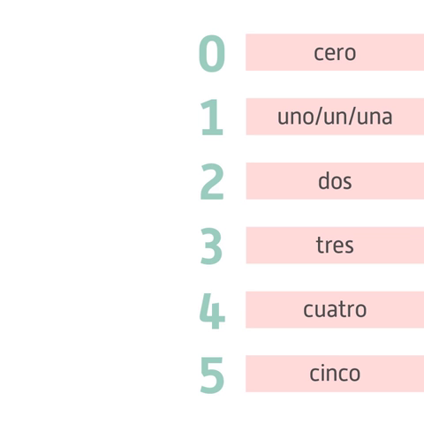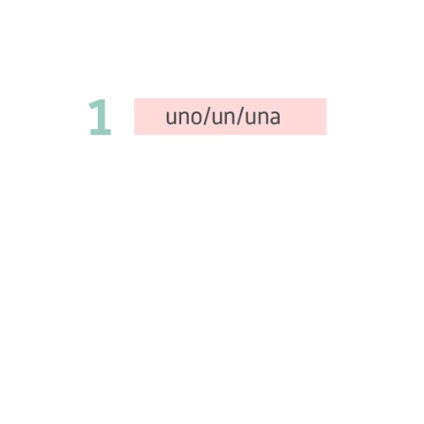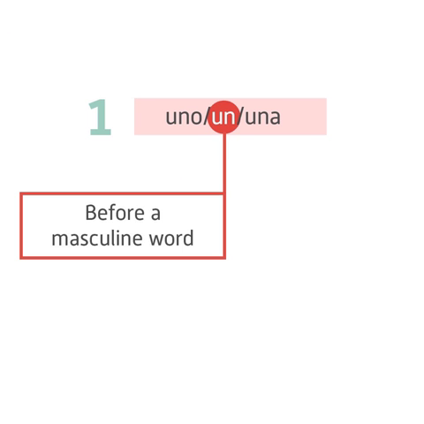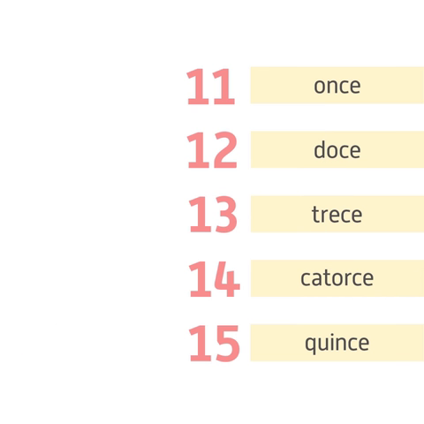0, uno, un o una, dos, tres, cuatro, cinco, seis, siete, ocho, nueve, 10. Note that uno becomes un when it comes before a masculine word. When it precedes a feminine word, it becomes una. Anyway, let's move on. We can now progress from 11 to 20.